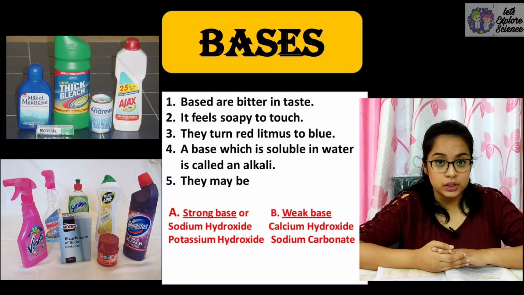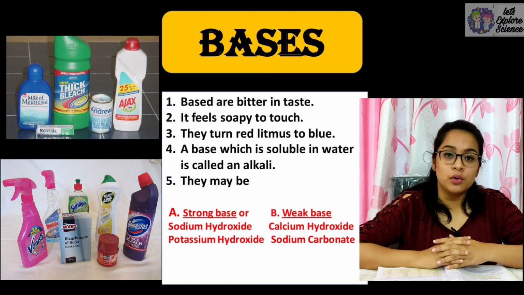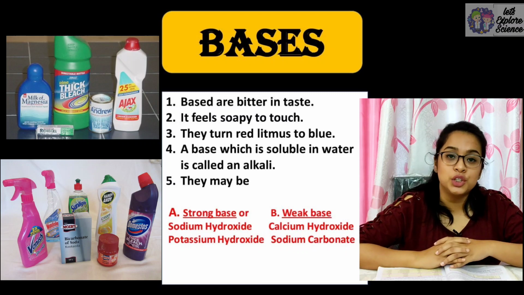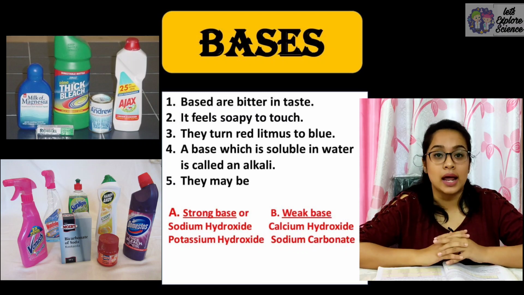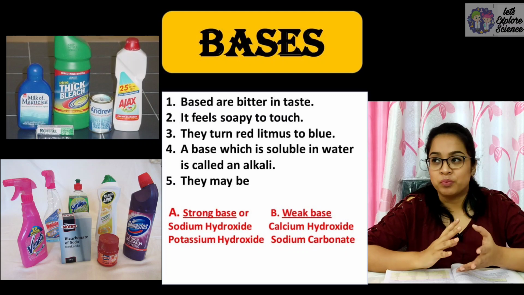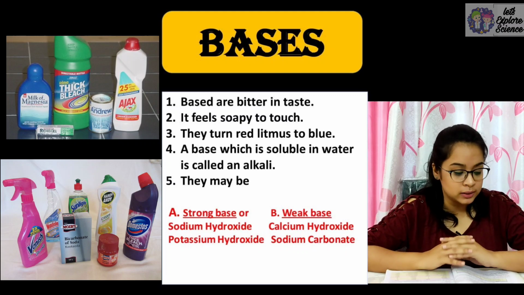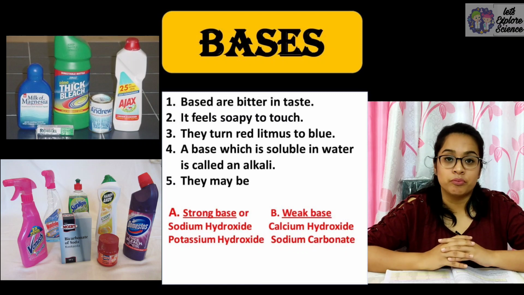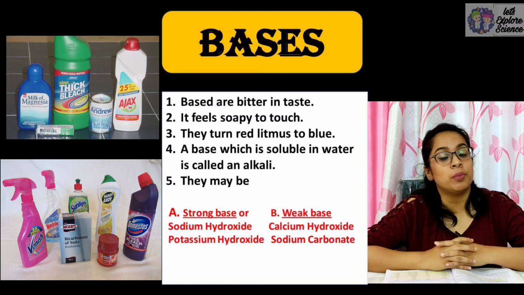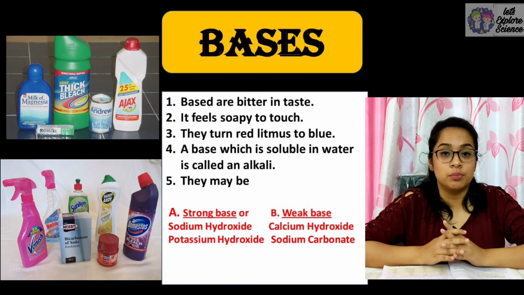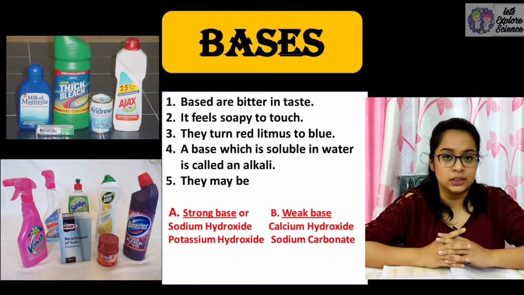sodium hydrogen carbonate. See, the sodium hydroxide and potassium hydroxide is found in soaps. Magnesium hydroxide is used as antacids, which is found in milk of magnesia. Ammonium hydroxide is used for cleaning windows or glass panels. Then sodium carbonate is actually washing soda, and sodium hydrogen carbonate is baking soda. So these are some of the important and most useful bases.